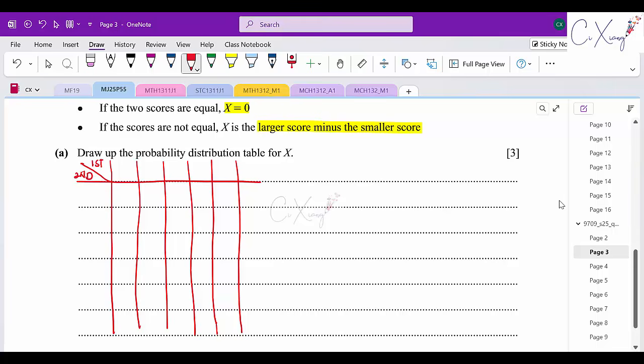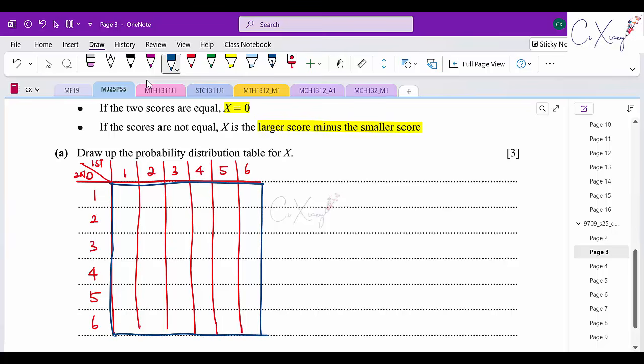Alright, so I'm having two dice here, dice number 1 and dice number 2. The result of dice number 1, I can get 1, 2, 3, 4, 5, 6. The result for dice number 2, I can also have 1, 2, 3, 4, 5, 6. And where are the outcomes for throwing the two dice? The outcomes will be all the boxes here. If you count, there are 6 times 6 boxes, which is 36 boxes.